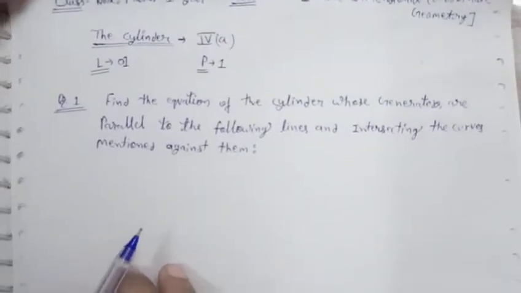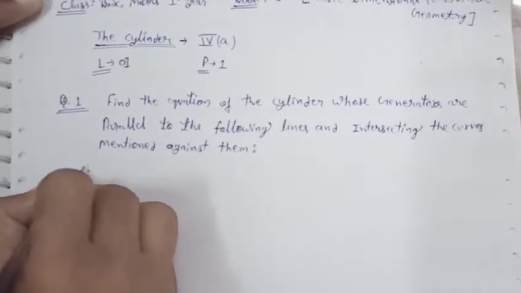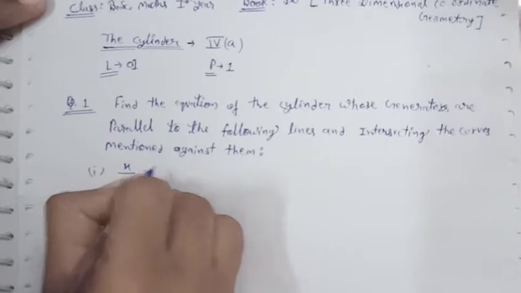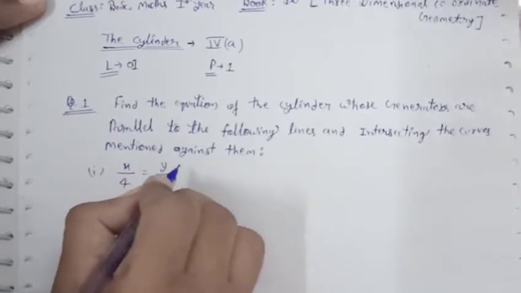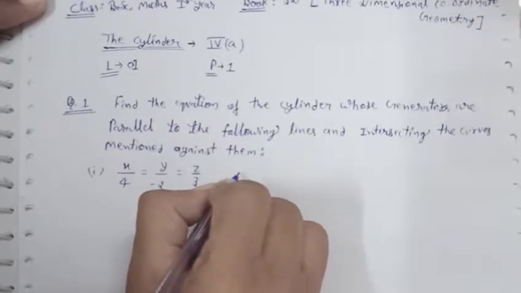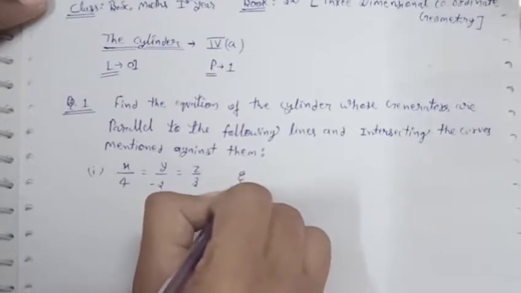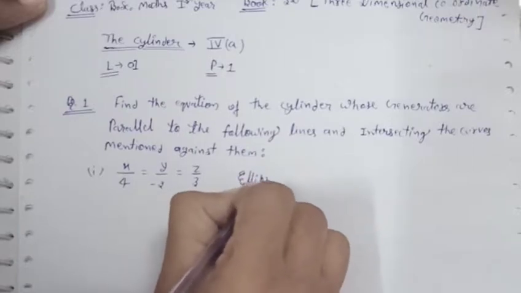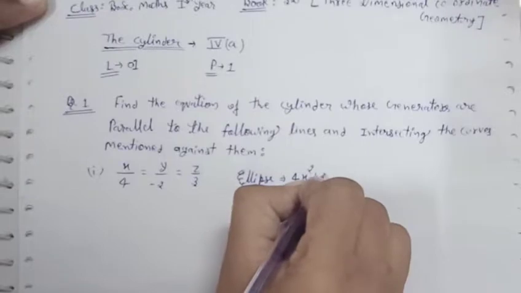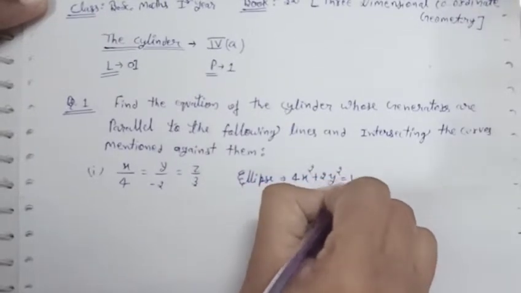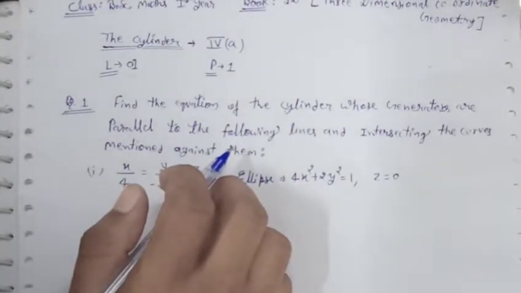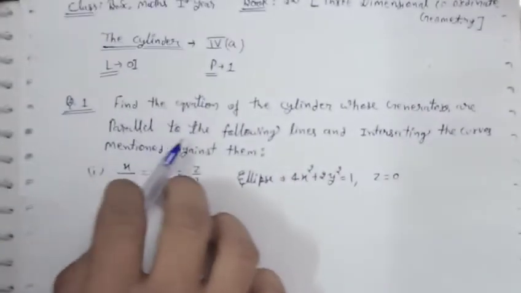Okay, so here question first. We are given a line, x upon 4 is equal to y upon minus 2 is equal to z by 3, and here we are given the equation of an ellipse, x square plus 2y square is equal to 1, and z is equal to 0. So we have to find the cylinder whose generators are parallel to the following lines and intersecting the curves mentioned.